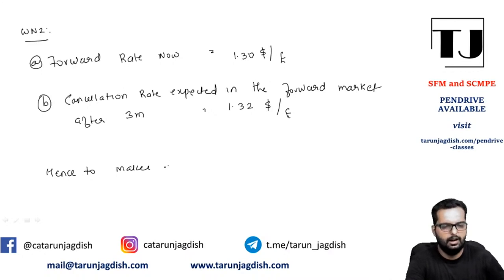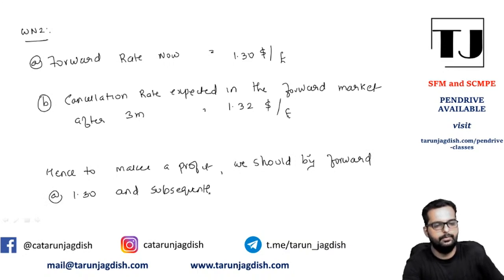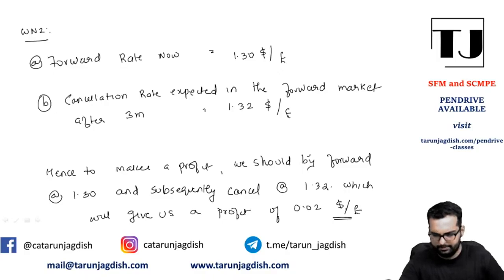Okay, hence to make a profit, we should buy forward at 1.3 and subsequently cancel at 1.32, which will give us a profit of how much? $0.02 per sterling. Can you write down till here in your books now, friends? And once you are done, chat and let me know that you are done.